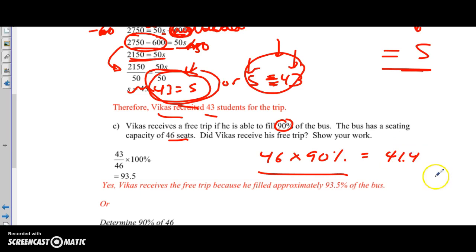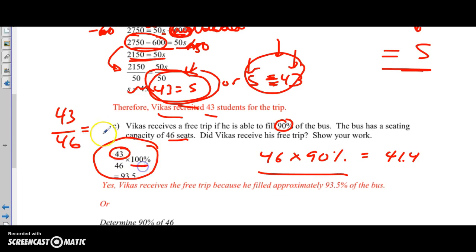And then you say, did he get 41.4 kids? Well, I hope we didn't get the 0.4 kid because I don't know what that is. But did he get more than 41 kids? He did. He got 43. So we're in the clear. Another way is to do it the way they did it here, where you said, what percent is 43 divided by 46? What percent of 46 is 43? And then you multiply by 100 to change that to percent.